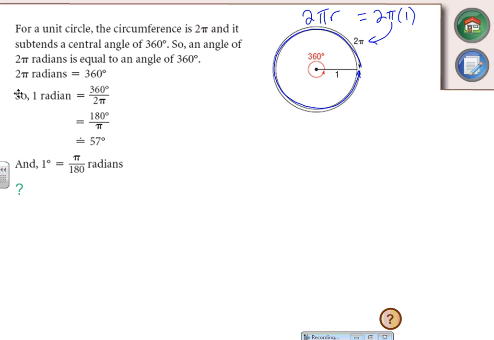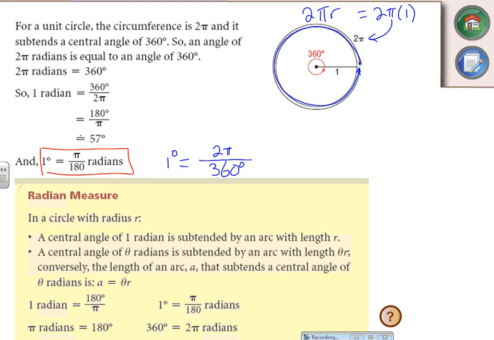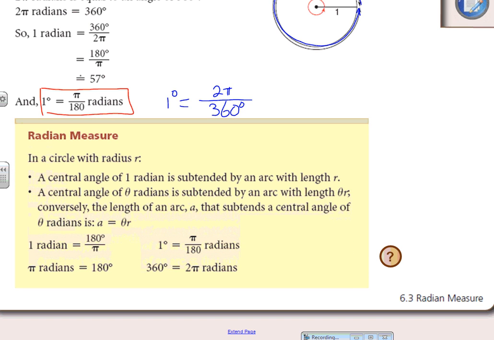1 degree is pi divided by 180, because 1 degree is 2 pi and 360. 2 pi and 360 degrees are the same. They are identical. So just take that down to lowest terms. 1 degree is going to be pi over 180. And this is your important part now. 1 radian is 180 over pi. 1 degree is pi over 180.